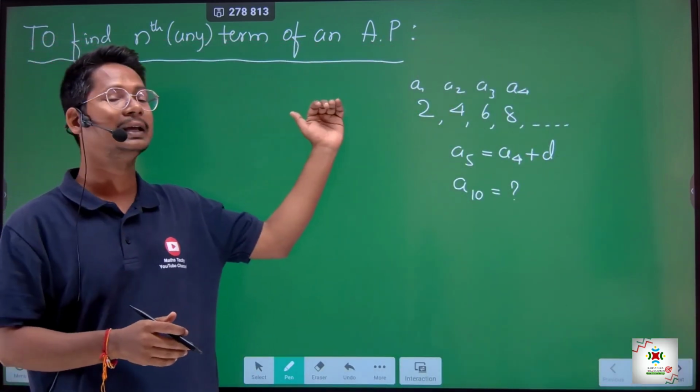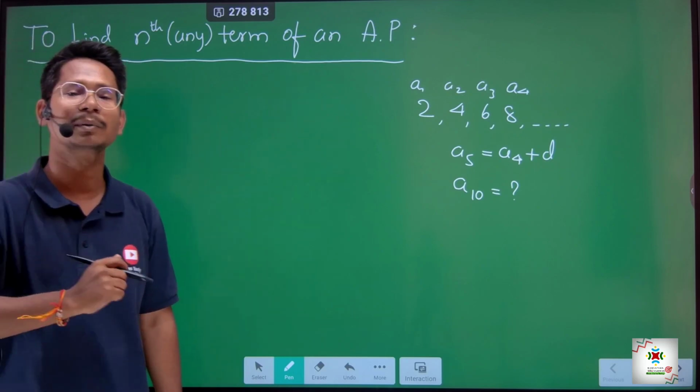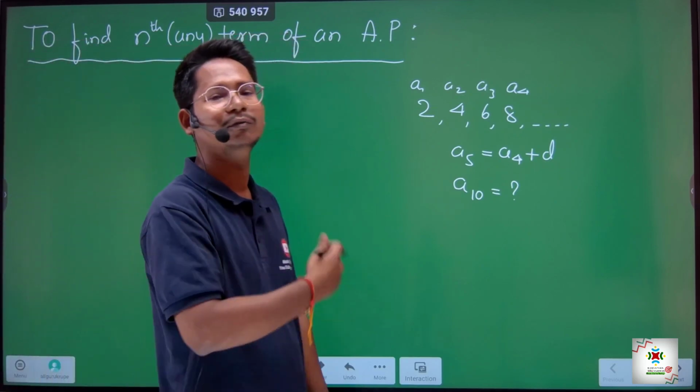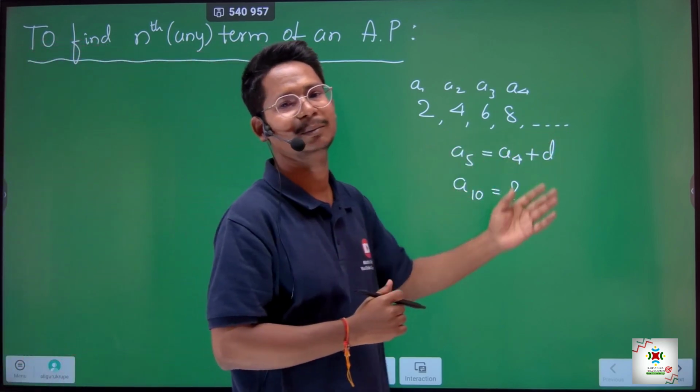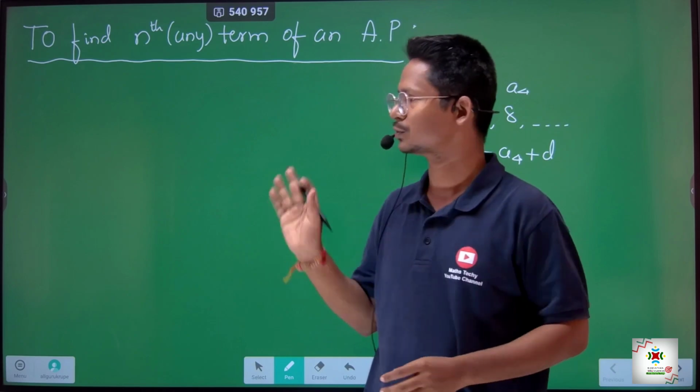How do we find the nth term among the given terms? For that we are going to derive a formula. With that formula we can find any term in the given AP. So let's start the class.